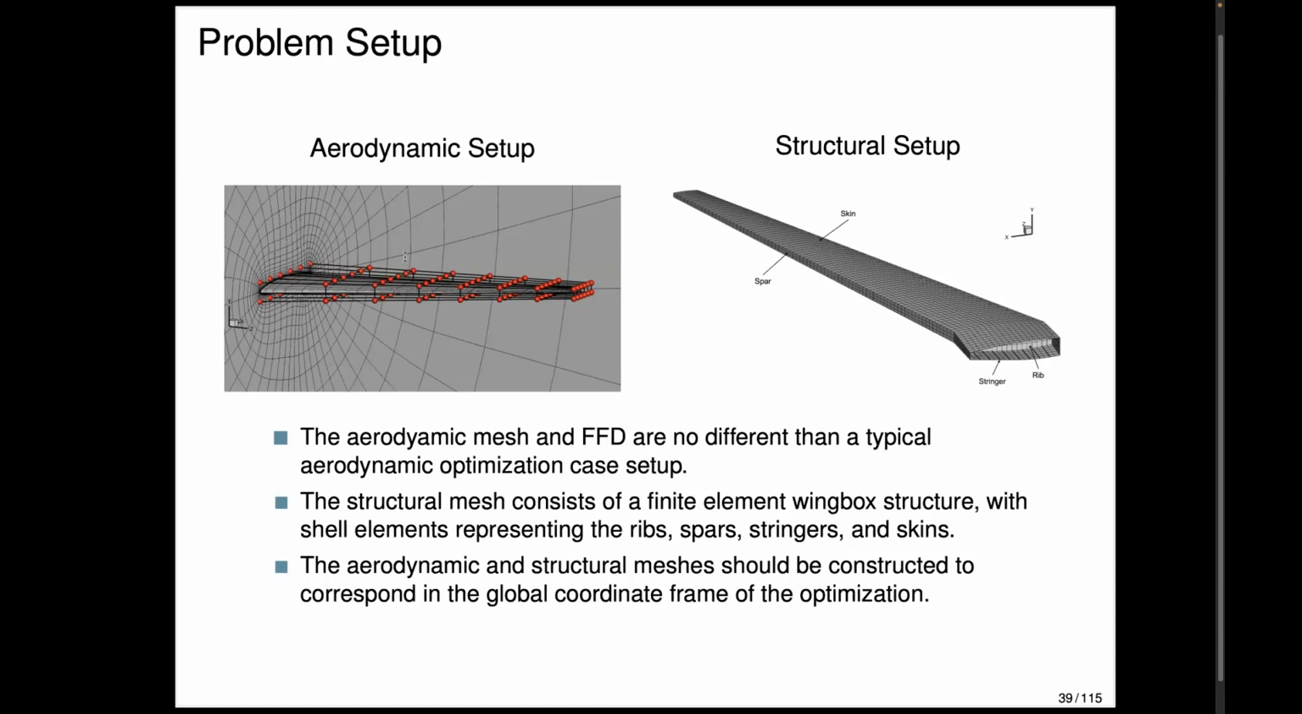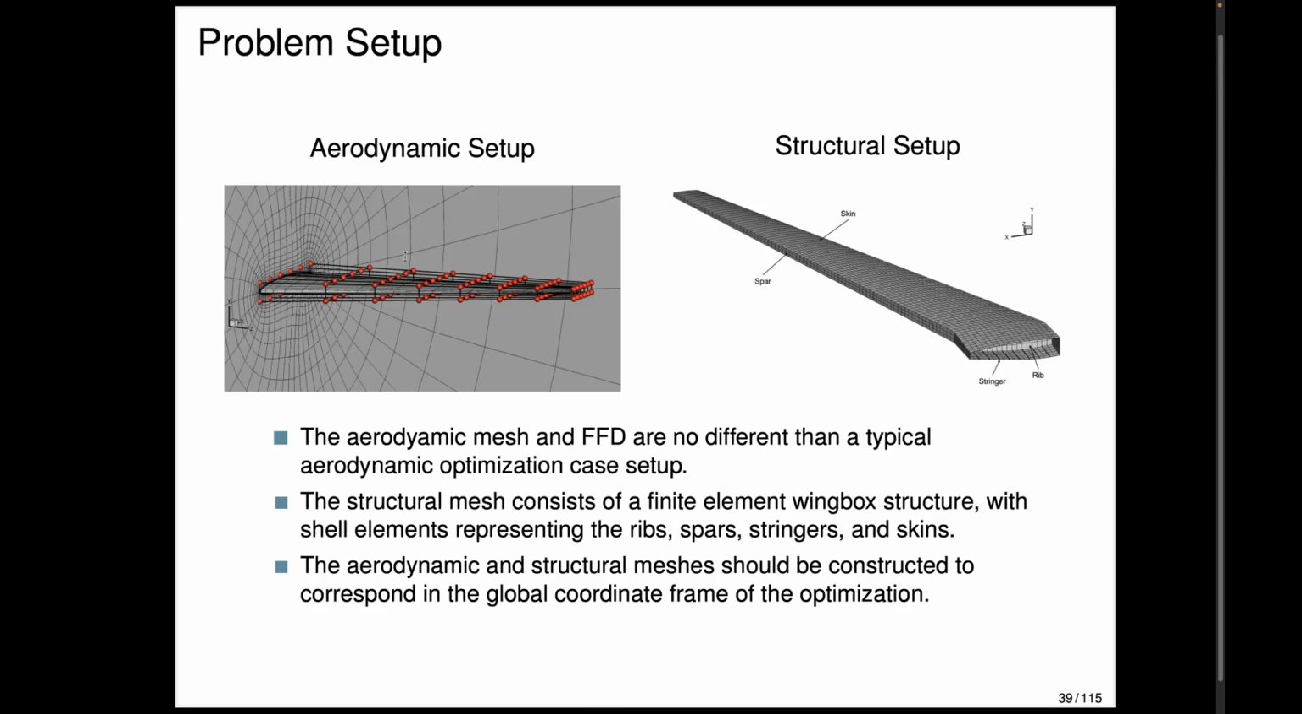The structural mesh here on the right, this is what you might consider a typical wing box. It has skins, spars, stringers, and ribs. And you can come up with this either with, in the MDO lab, we use a package called PyLayout, or you could use something like Pointwise or even ICEM to come up with a structural mesh.